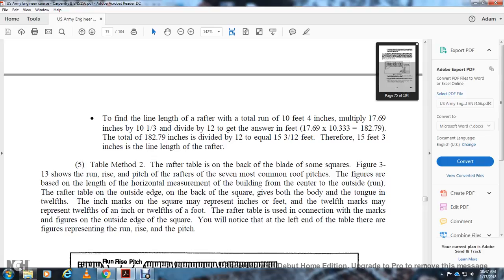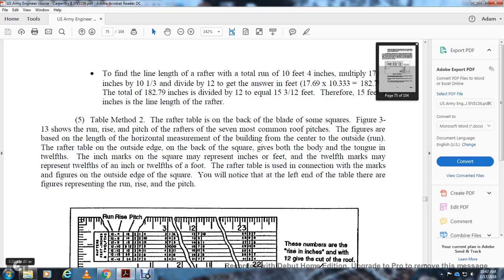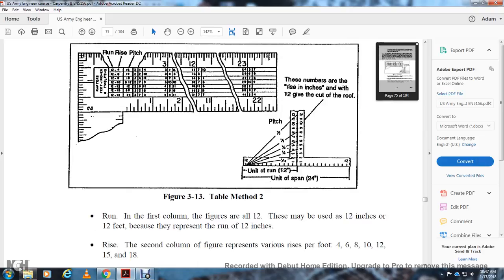Rafter table: the outside edge of the back of the square, given the body and the tongue, is divided into 12ths of an inch, made with the square to represent the inches and feet. 12 marks are made to represent the 12th inch of the 12th of the foot. The rafter table is to be used in connection with the marks and the figures on the edge of the square. You'll note at the left end of the table that there are figures representing the run, rise, and pitch. Figure 313, table 2 method.